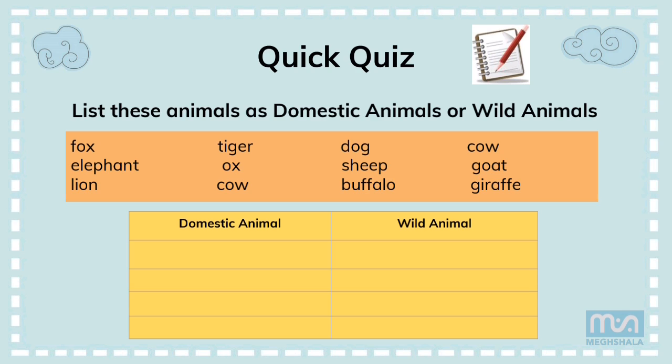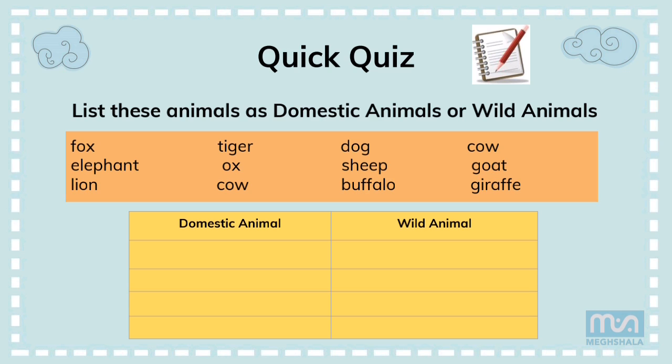Children, now we have a quick quiz. Here is the list of animals. You should read it carefully and then divide them as domestic animals and wild animals. I will read the list for you.